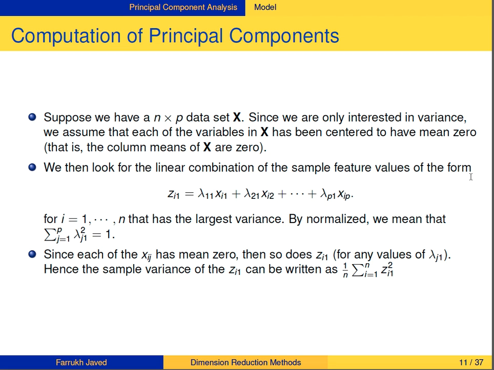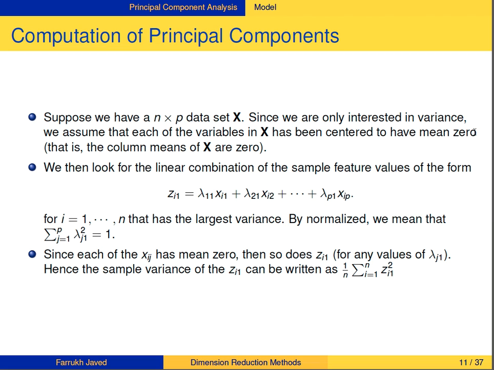Here is some maths about the computation of principal components. You don't need to worry about it. SPSS will do the job for you, but if you are really interested, you can understand what's going on behind the scenes. Suppose that you have n by p data, meaning n observations and p predictors, and we are only interested in variance. So we assume that each variable x has been centered to have mean 0. This is very important. You need to demean the data, and standardize the data before running the principal components.